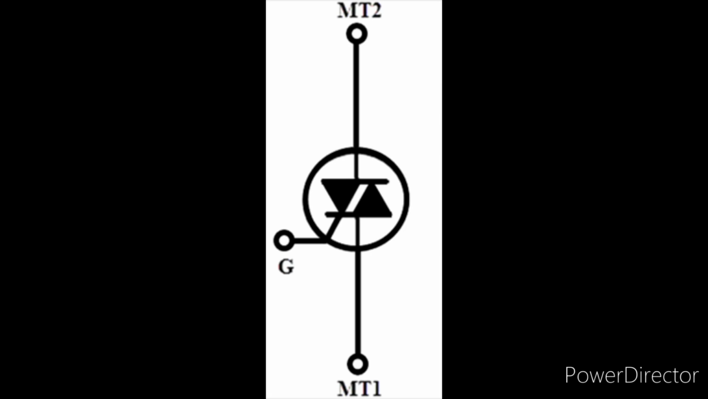This video is about a type of thyristor, TRIAC. TRIAC means triode for alternating current. From the name itself we can see it is used for switching the alternating current.